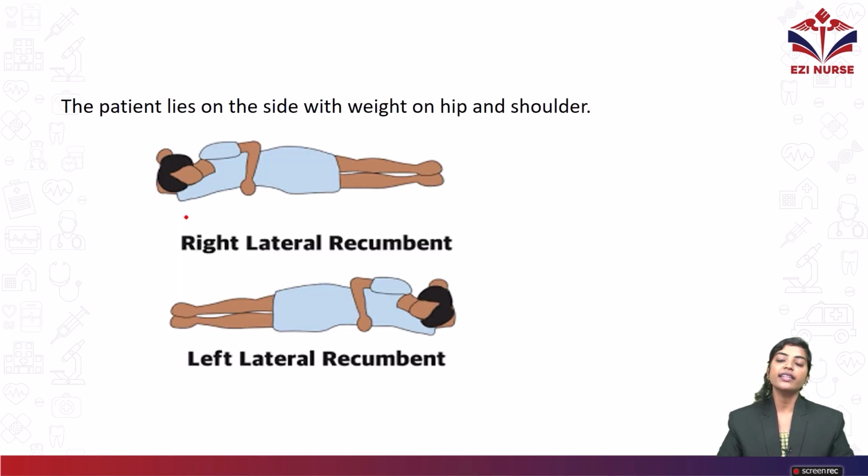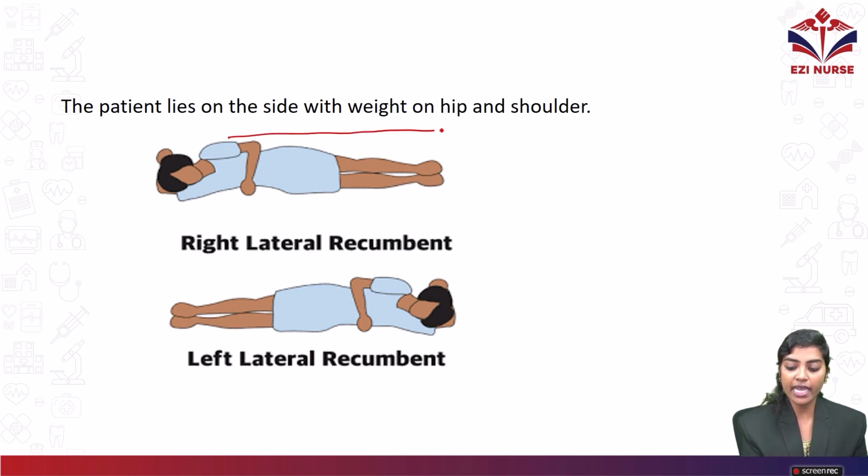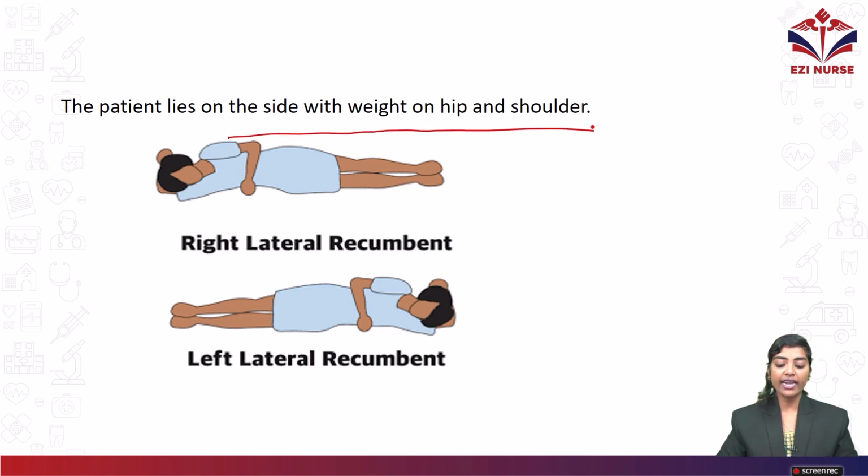Next, move on to the lateral position, right lateral and left lateral. It means the patient lies on the side with weight on the hip and the shoulder. This position is used if it is a spinal cord injury patient, or for a rectal examination. That time the doctor will prefer this position.